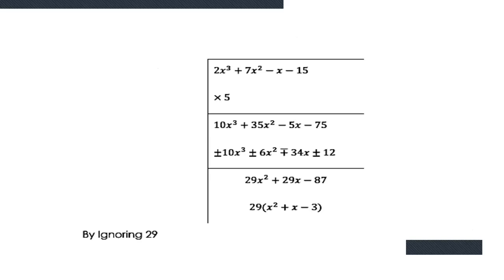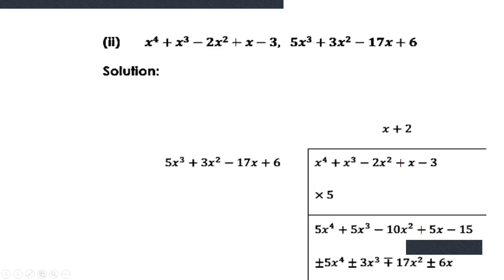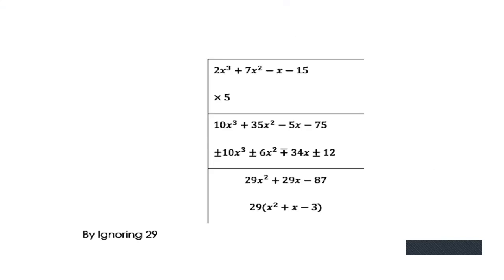Again, you can see that the coefficient is not equal, it is smaller as compared to the outer side. The coefficient here is 2, which is not a multiple of 5. Five ones are 5, five twos are 10, and in the inner side we have 2x cube, which is not a multiple of 5. So again we multiply this equation by 5 to get a multiple of 5.